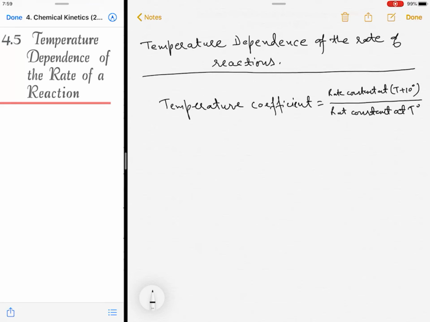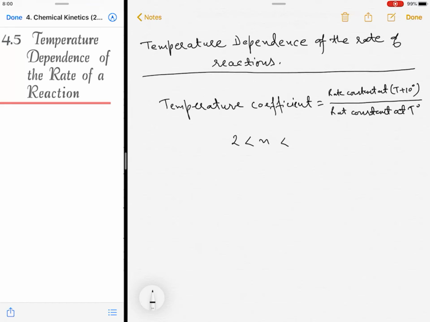So suppose we have two different rate constants, one at say 298 Kelvin and another at 308 Kelvin. Then the ratio of the rate constant at the higher temperature, which is 10 degrees higher, to that at the lower temperature is known as the temperature coefficient. For most reactions, the temperature coefficient is between 2 and 3. That's why we say that the rate of reaction becomes nearly double whenever the temperature increases by 10 degrees.